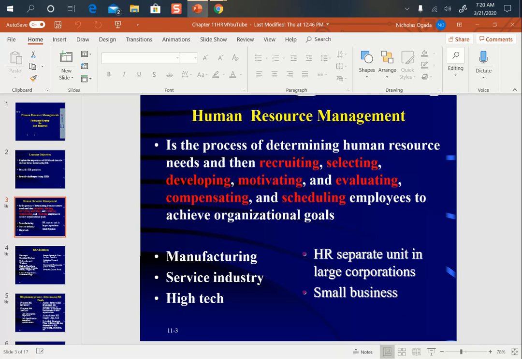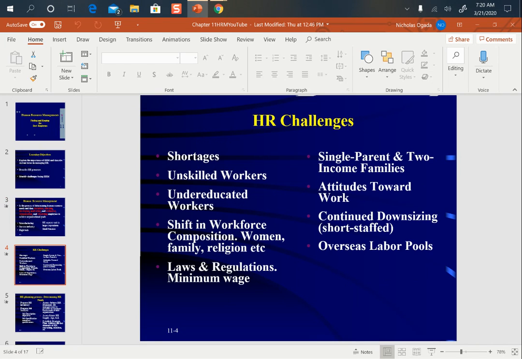So just keep in mind, it's done differently depending on the nature of the organization. So HR as a discipline has its own challenges, and you could agree with some of these challenges: you can have shortages of employees. In some sectors, that is true.